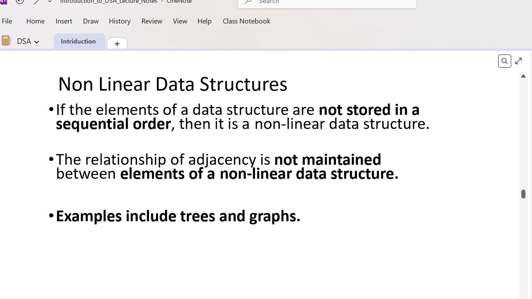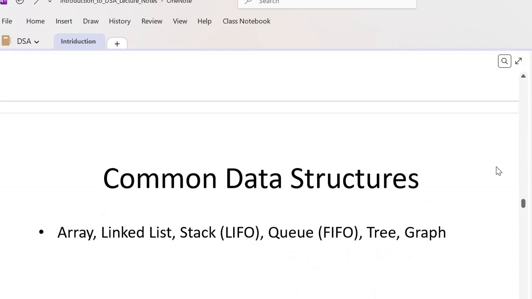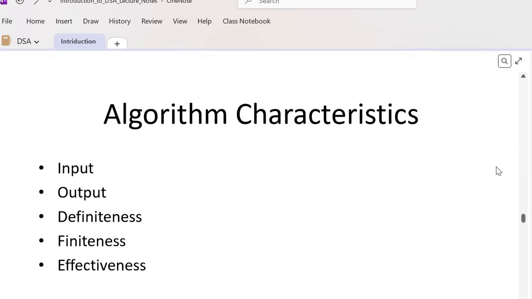In a nonlinear data structure, if the elements of the data structure are not stored in a sequential order, we can say it is a nonlinear data structure. So the relationship of adjacency is not maintained between the elements of a nonlinear data structure. Examples are trees and graphs. And these are all the common data structures: array, linked list, stack, queue, tree and graph.